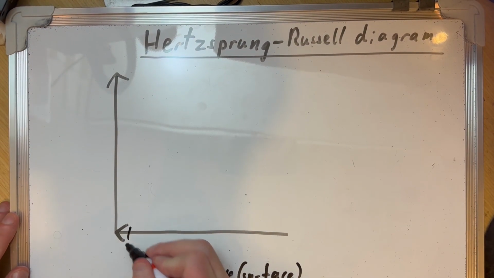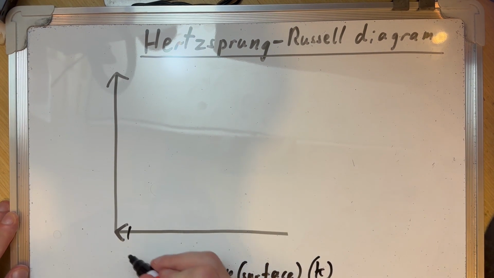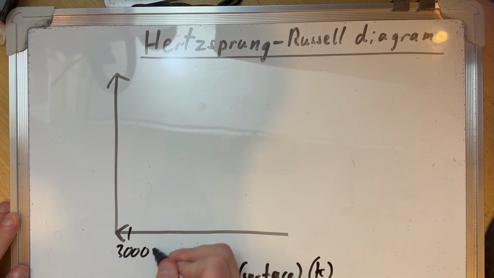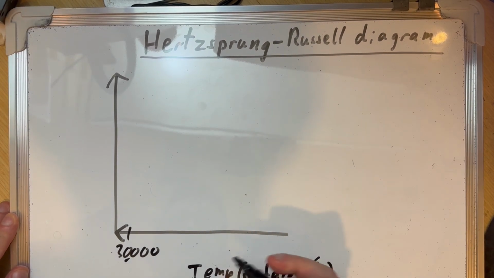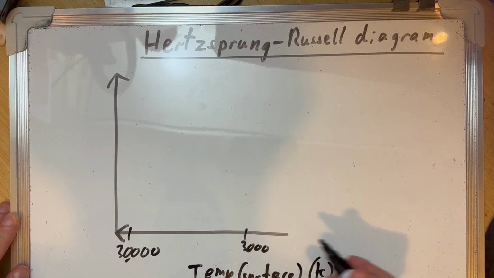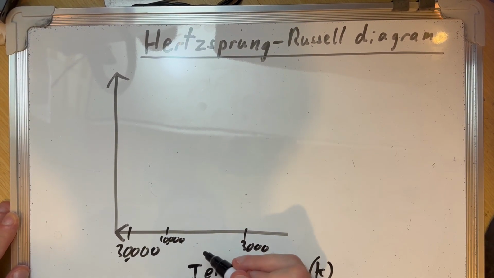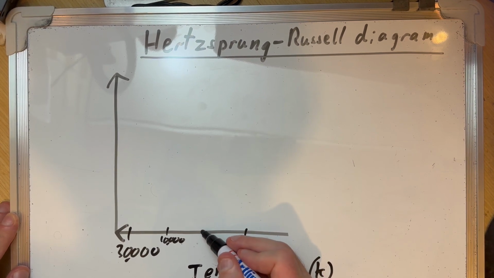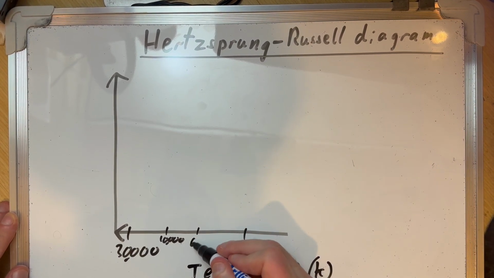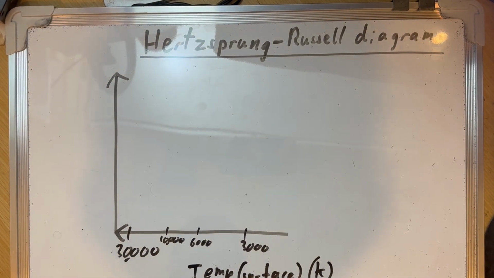So depends which one you look at. There is quite a lot of variation here, but we put the surface temperature here in Kelvin, about 30,000, down to say 3,000 here. So let's mark 10,000 there. Let's say go 6,000 here. So we can catalogue all our stars by surface temperature.